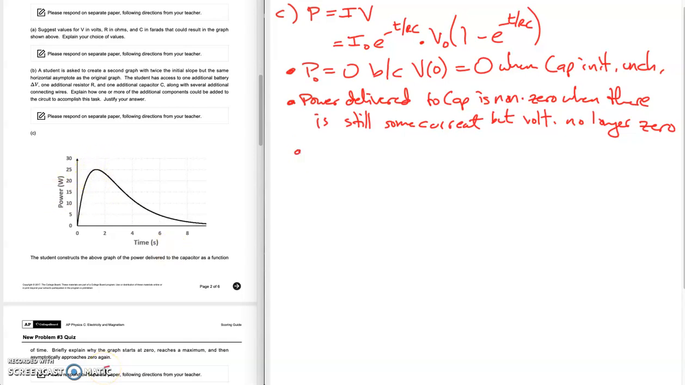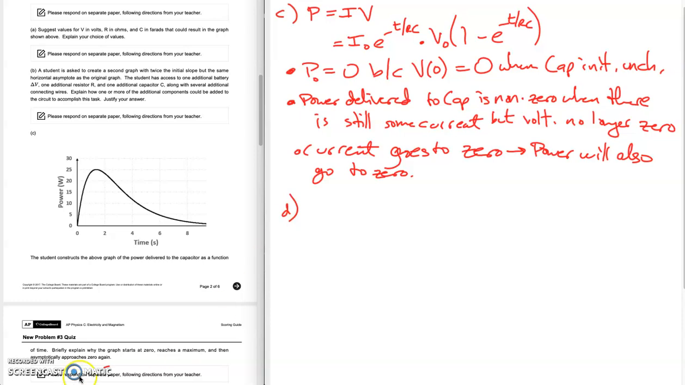Okay, and then it asymptotically reaches 0 again because the current is exponentially decaying. Current goes to 0. So that means the power will also go to 0.